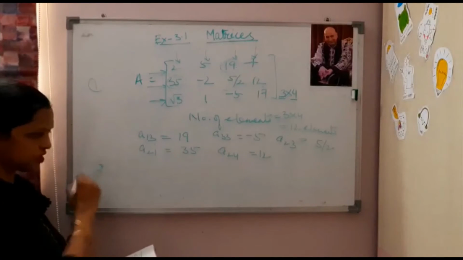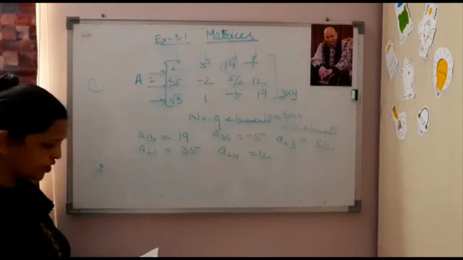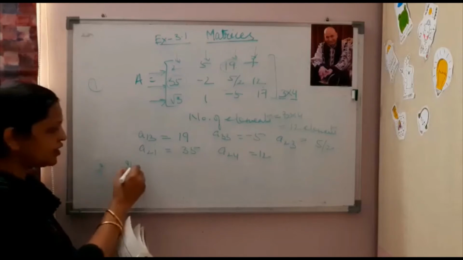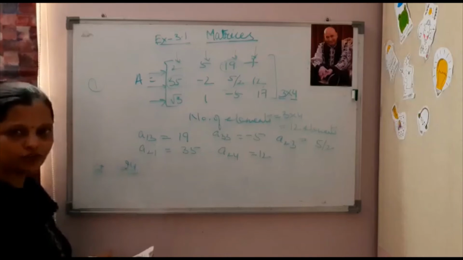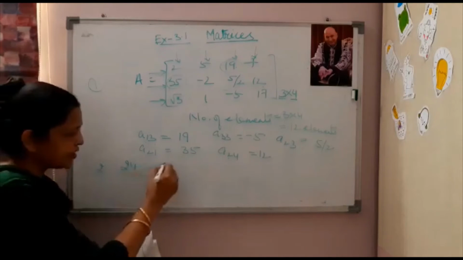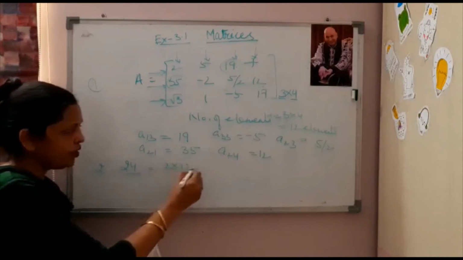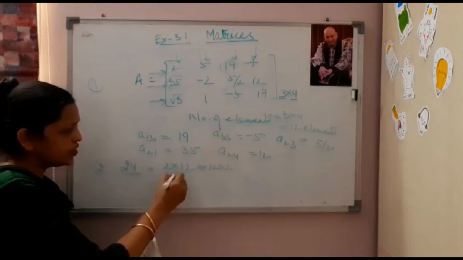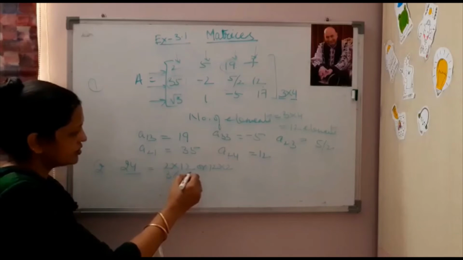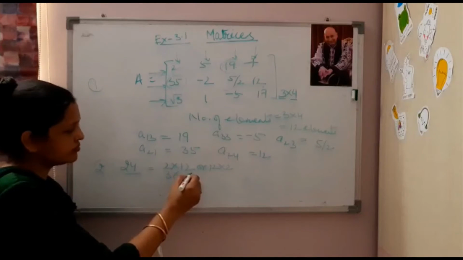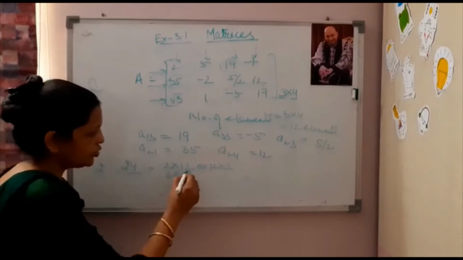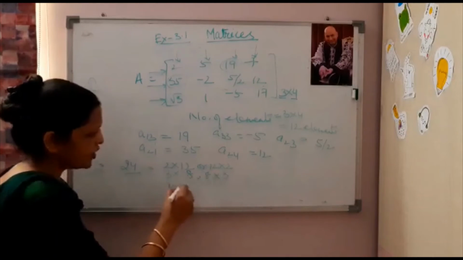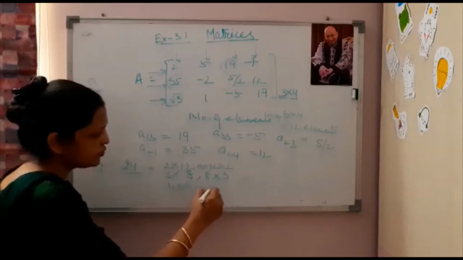Now the second question. If the matrix has 24 elements, what are the possible orders it can have? 24. You can find the prime factors of 24. First prime factor, that is 2 into 12 or 12 into 2. Then 3 into 8 or 8 into 3. Next is your 4 into 6 or 6 into 4.